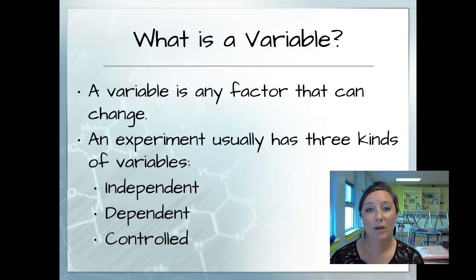If you think back when we did our investigation, when we were working with observations and inferences, we had 3 white powders. Each powder was a different substance. That was one variable that was changed. And an experiment usually has 3 kinds of variables: independent, dependent, and controlled. You're going to need to know the definition for each one of those types of variables.